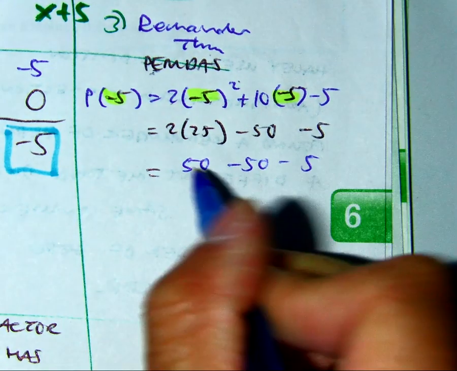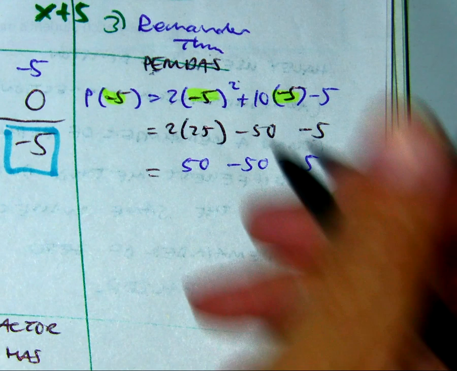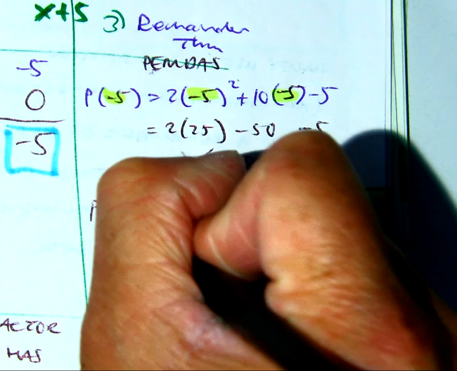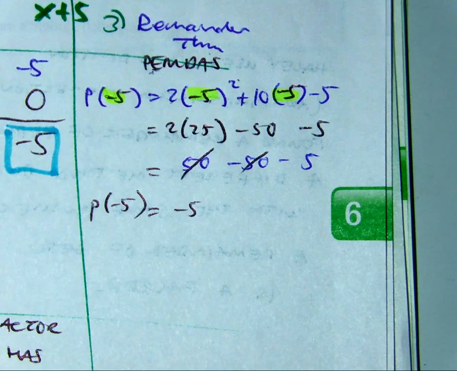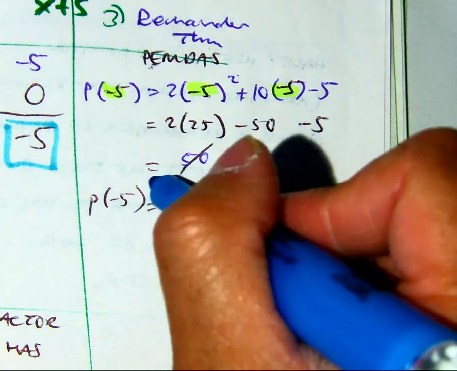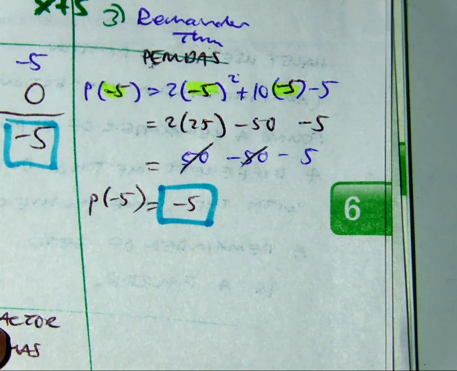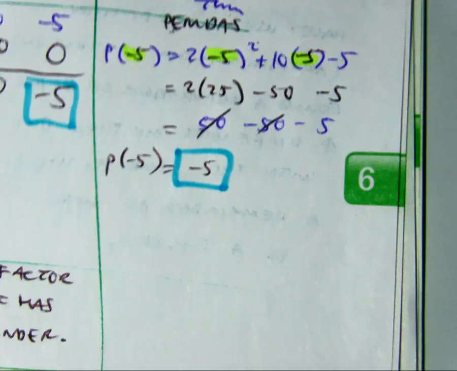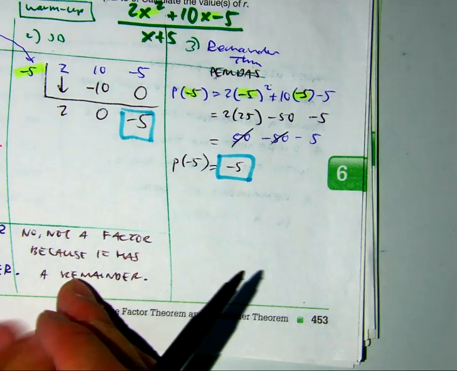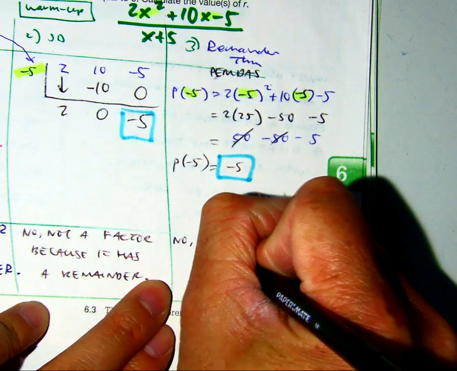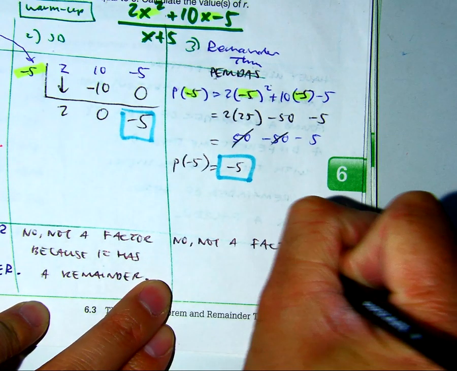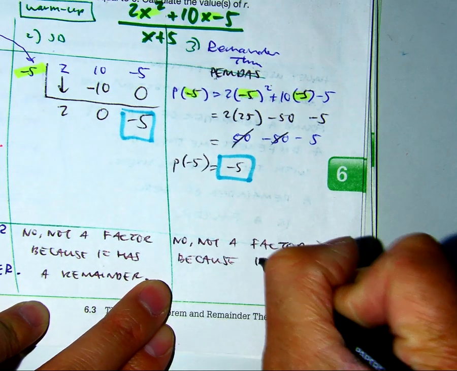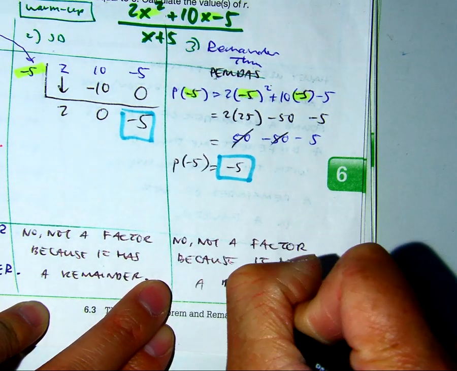And 50 minus 50? Our answer is negative 5. Look at that. Negative 5 again. Jesse, is it a factor? No, not a factor. Why? Because it has a remainder.